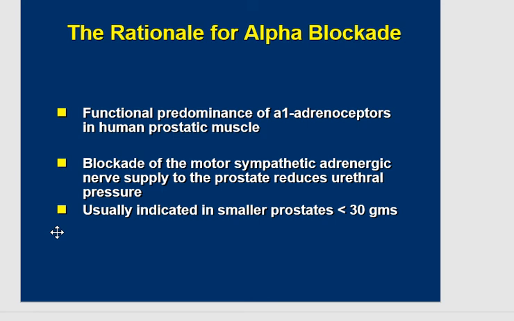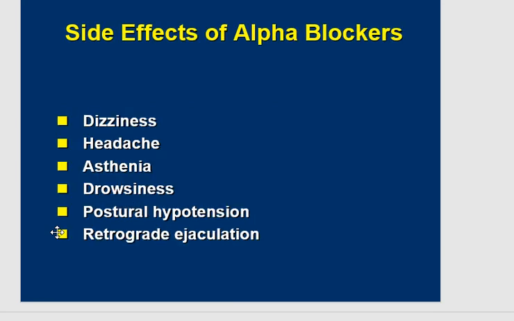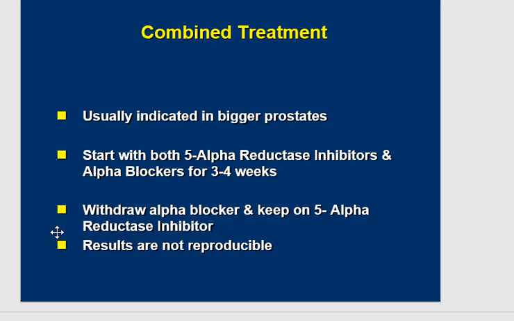The rationale for alpha blockade: functional predominance of alpha 1 receptors in human prostatic muscle. Blockade of the motor sympathetic nerve supply to the prostate reduces urethral pressure, it reduces the dynamic component of the smooth muscle of the prostate, and is usually indicated in smaller prostate. Side effects of alpha blockers: dizziness, headache, asthenia, drowsiness, postural hypotension, and retrograde ejaculation.